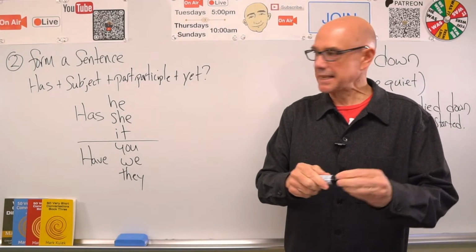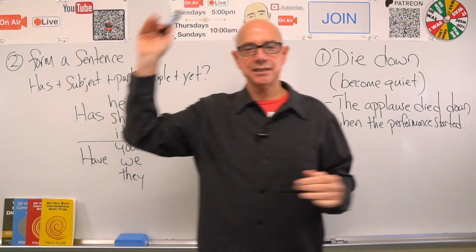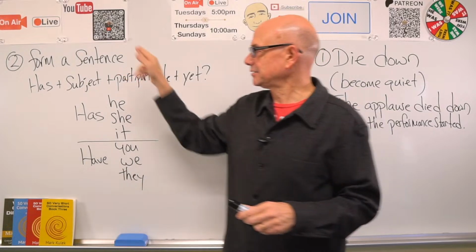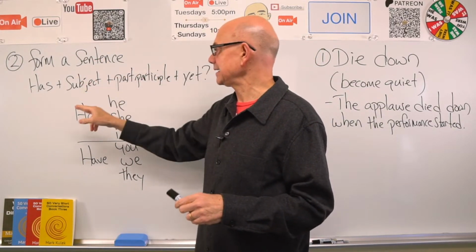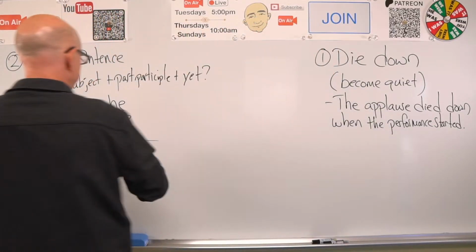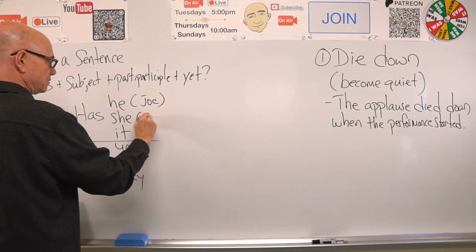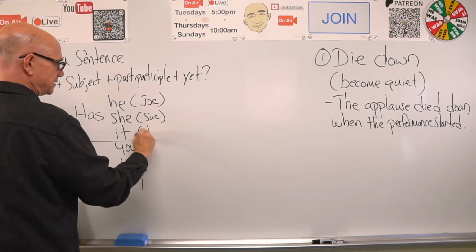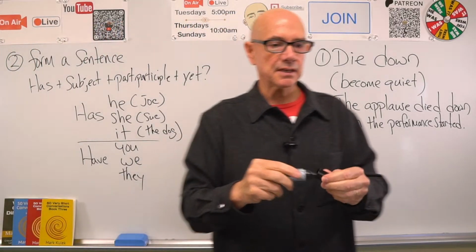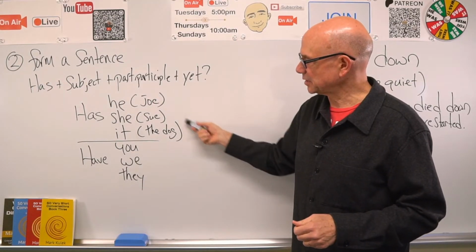Okay, so be careful. Today we're practicing has. I want to see you use has. Our purpose today is to use has. Has he? Has she? Has it? And of course, we can use their name, right? So Joe, Sue, and then we can use the dog. These are pronouns and these are the nouns. So these are the subjects.